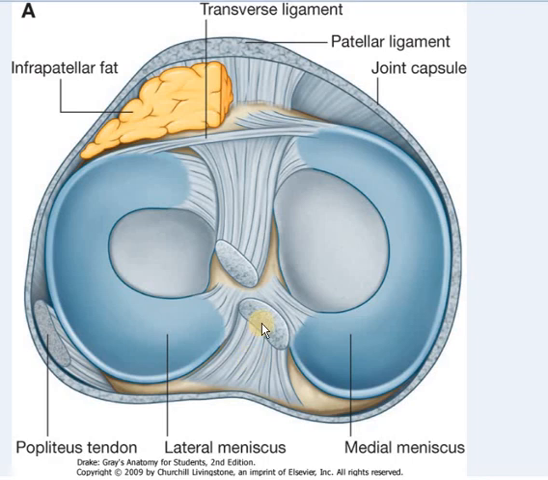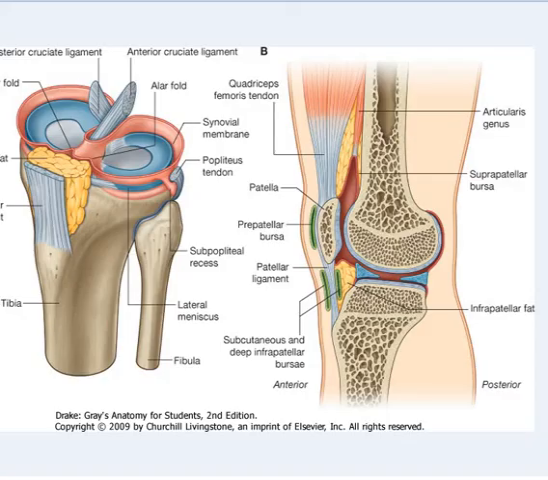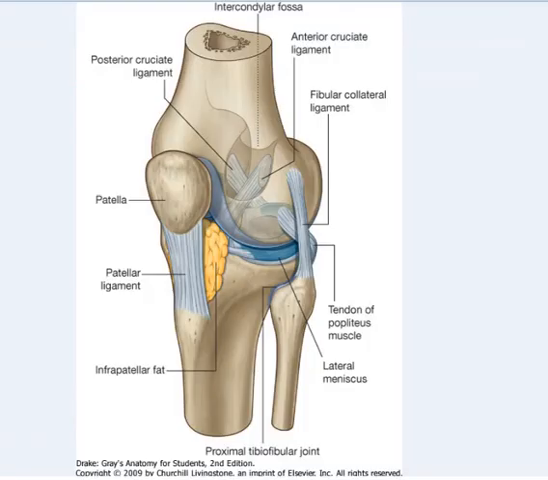So what is the importance of these menisci? These menisci give some depth to the shallow surface of the tibial condyles. Plus, these menisci improve the congruency between the femoral and tibial condyles.